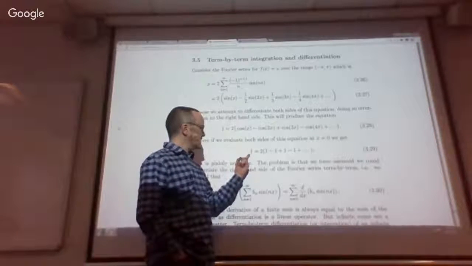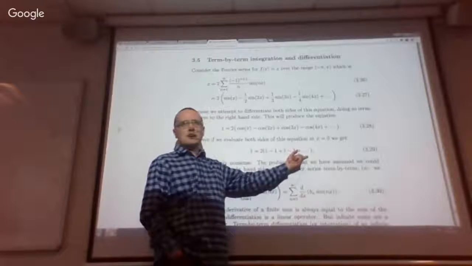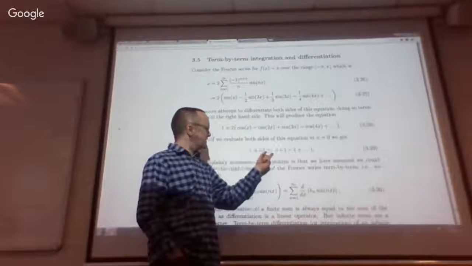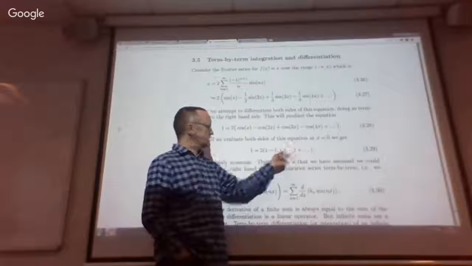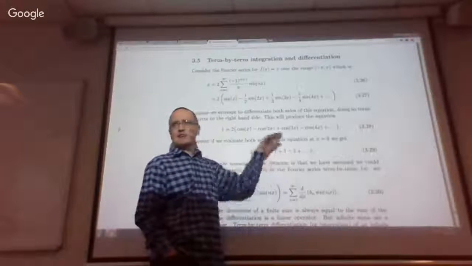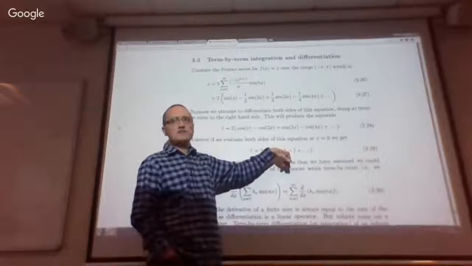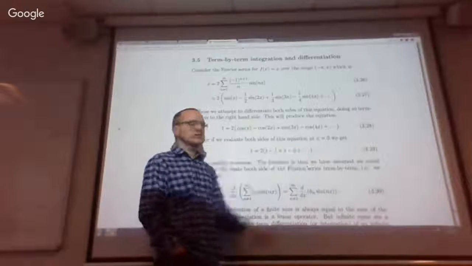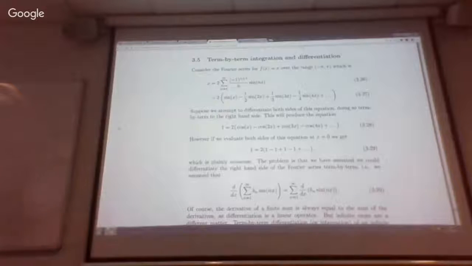Because it's trying to say that 1 is 2 times this value here. But 1 minus 1 plus, this is a non-convergent series, okay? You don't have a single real value on the right-hand side. You've got a divergent series. So something has gone a bit wrong.